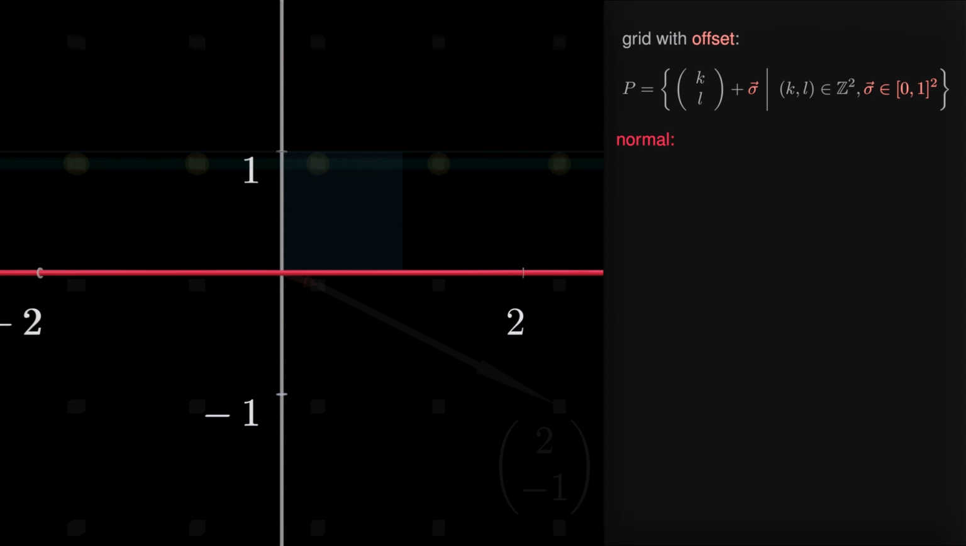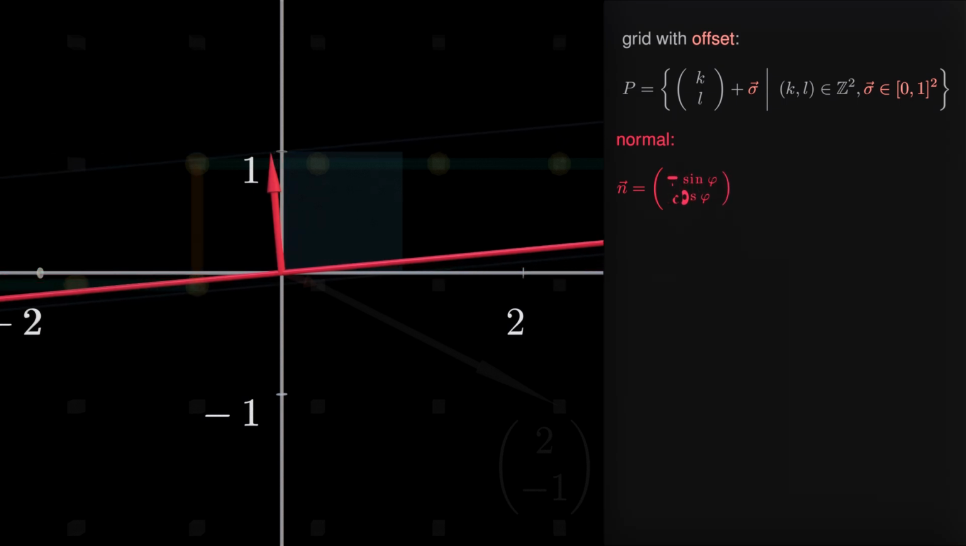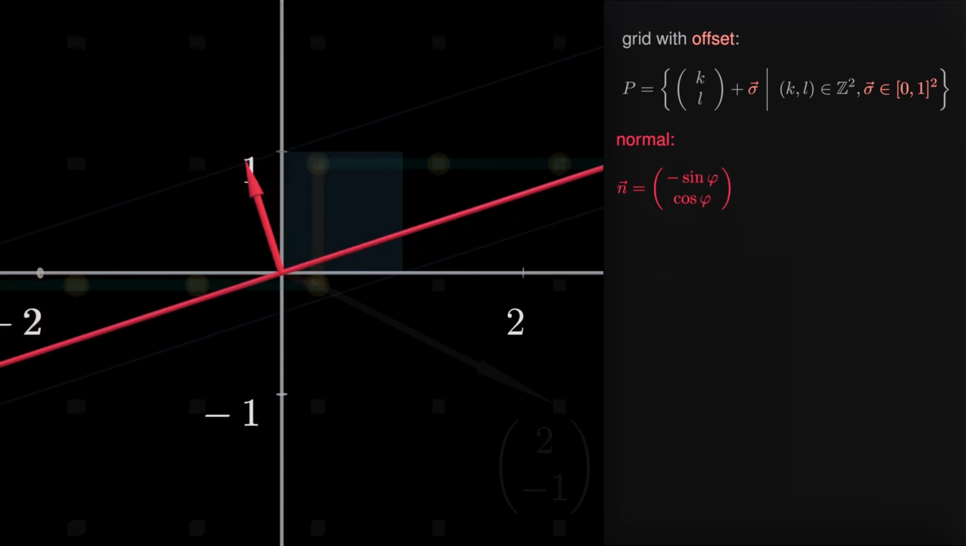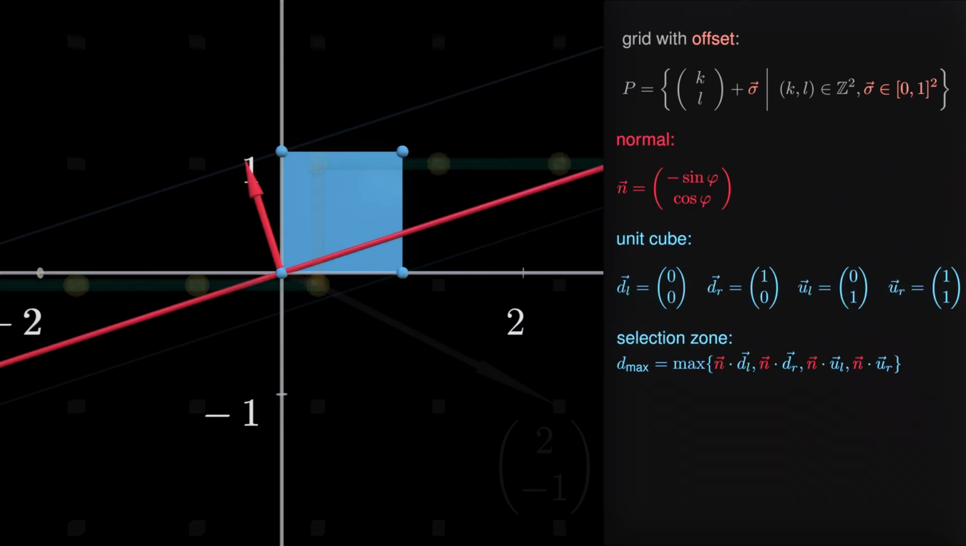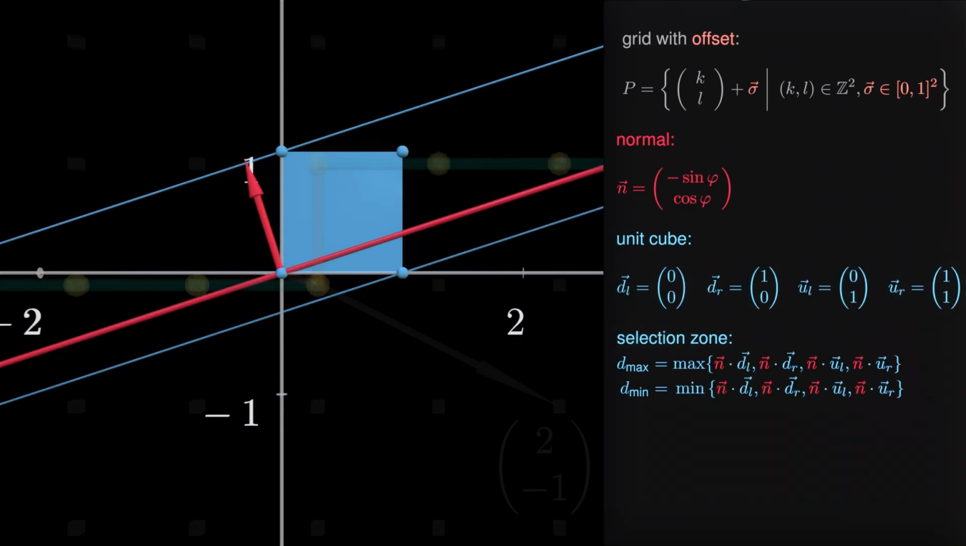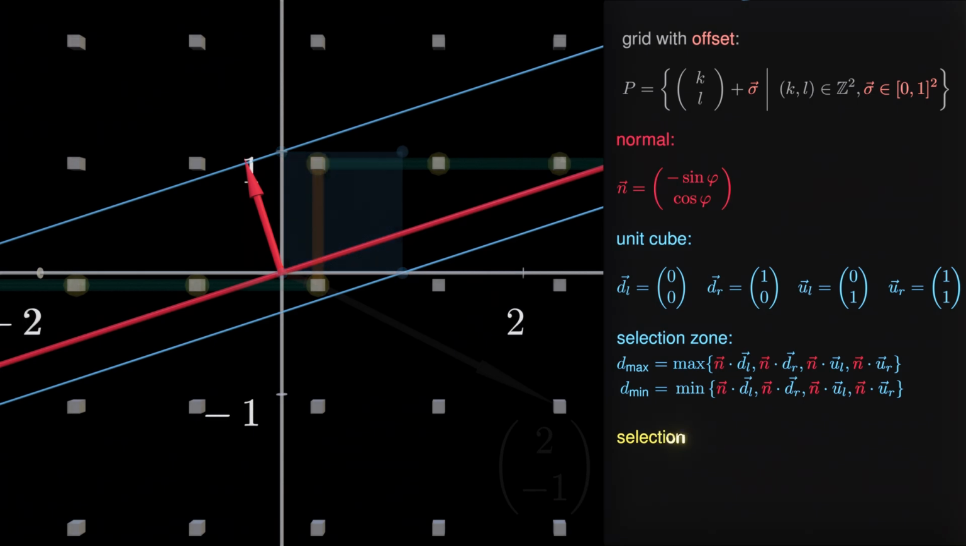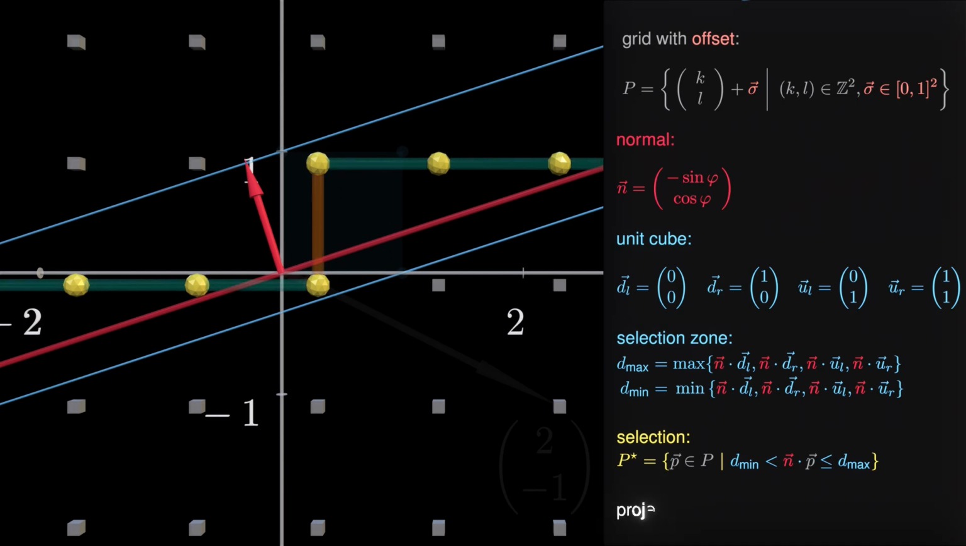The orientation of the line is completely determined by its normal, and its components are expressible in terms of the angle of the slope phi. From the corners of the unit square, we can define the maximum and the minimum distance from the line of projection. Later, the unit square will be replaced by the unit cube, or its 5-dimensional brother, a so-called hypercube. From the smallest and largest distance, we construct a zone of selection. Only lattice points and edges inside this zone will contribute to the projection.